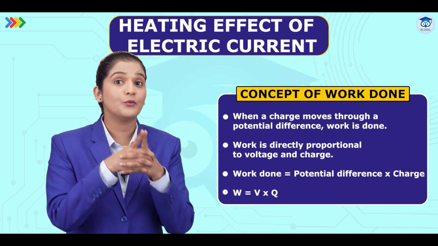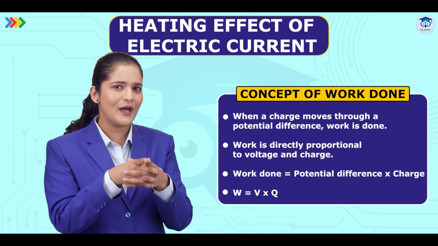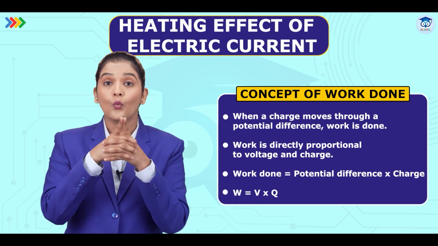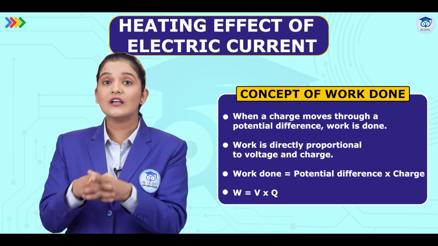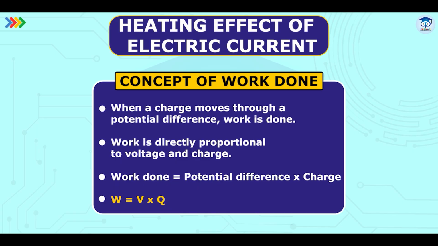To relate this to the broader concepts of electric work and power, consider what happens when a charge moves through a potential difference. In doing so, work is done by the electric field. The work done, denoted by W, is directly proportional to voltage and charge, and as such it is defined as the product of the potential difference and the amount of charge moved, or W = V × Q, where V is the potential difference in volts and Q is the charge in coulombs.